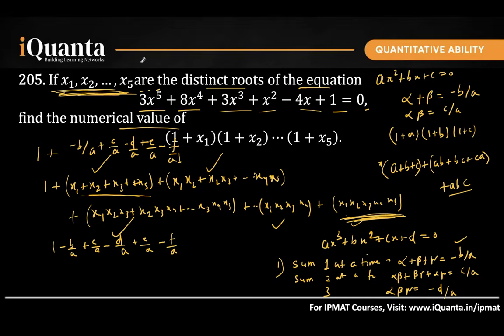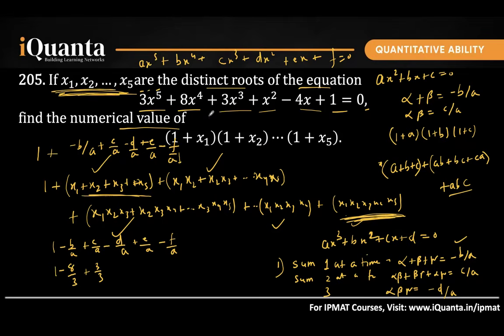So can you relate this with ax to the power 5 plus bx to the power 4 plus cx cube plus dx square plus ex plus f equal to 0? Now you just have to find the sum, minus b upon a. So b is 8, a is 3. So 1 minus 8 by 3. Then c upon a, that means 3 by 3.